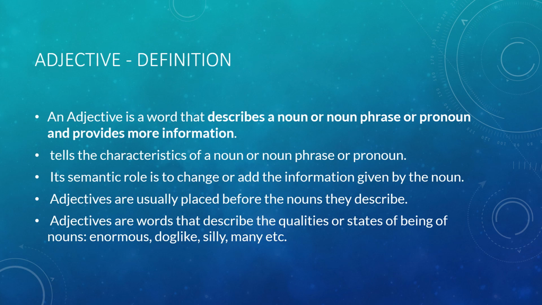So adjectives are usually placed before the nouns they describe. They are the words which describe the characteristic, qualities or attributes or states of being of a noun. For example, enormous, dog-like, silly, many.